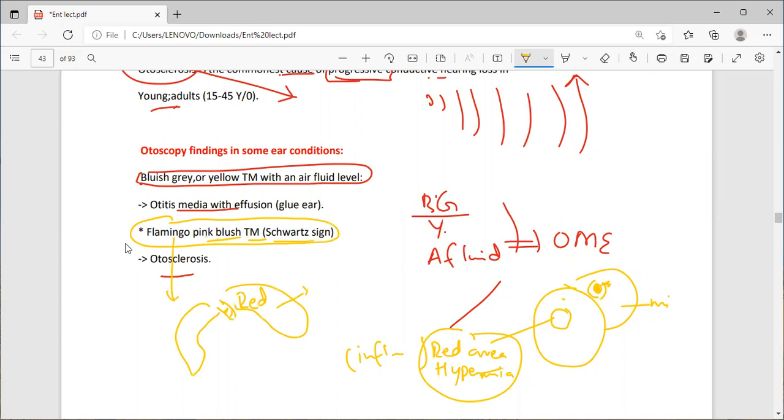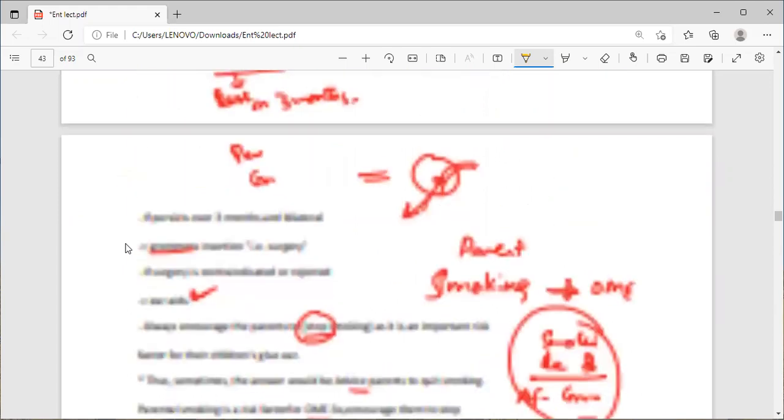Same as the bird, there will be redness in the middle, and the next area will be normal. So there will be hyperemia in the middle, and that will show the otosclerosis in the stapes. That will lead to hyperemia in the promontory, which will be visible through the tympanic membrane. So wherever you see flamingo pink blush or Schwartz sign, you directly say that we are dealing with otosclerosis. The patient might be young, from 15 to 45 years old.